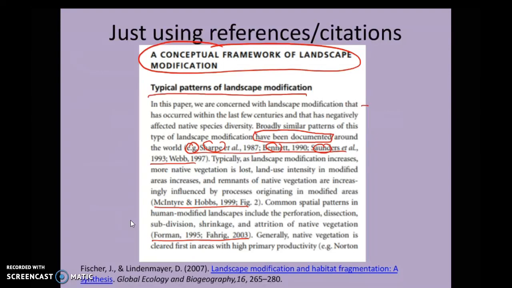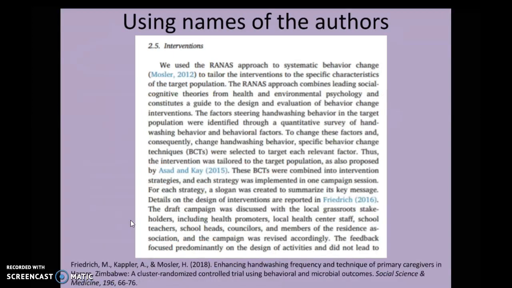So that's very typical. Of course, what we also see a lot is the next sentence. Typically, as landscape modification increases, more native vegetation is lost, land use intensity in modified areas increases, and remnants of native vegetation are increasingly influenced by processes originating in modified areas. So we don't really get a signal phrase like have been documented, have been examined, or something like that. It just states the facts, but it backs it up by where this information comes from. Very important. And the rest of this paragraph does the same thing. Okay, so let me show you some more examples.